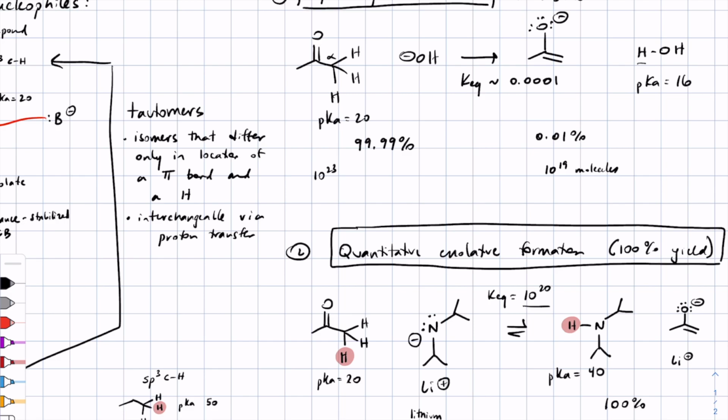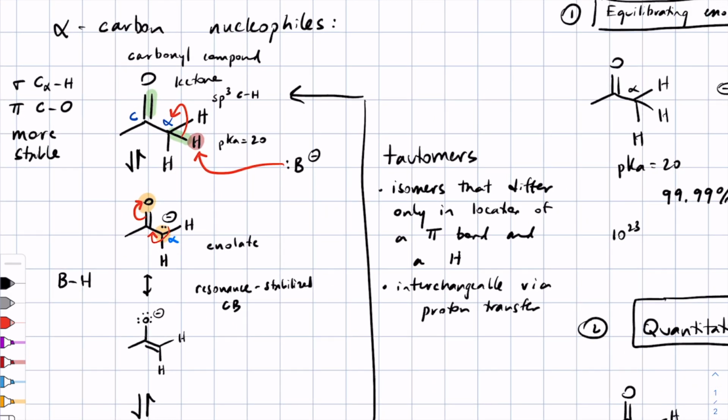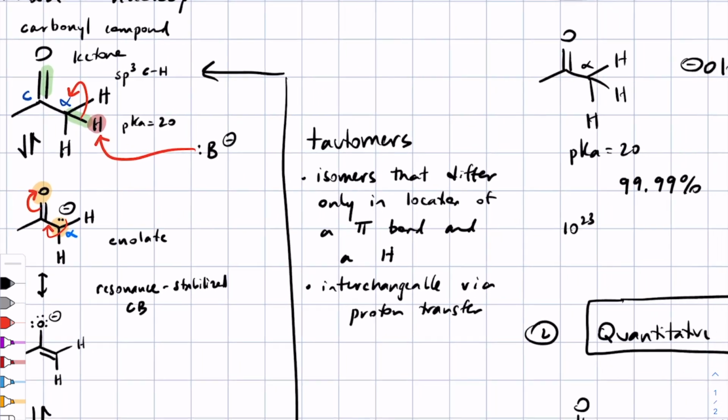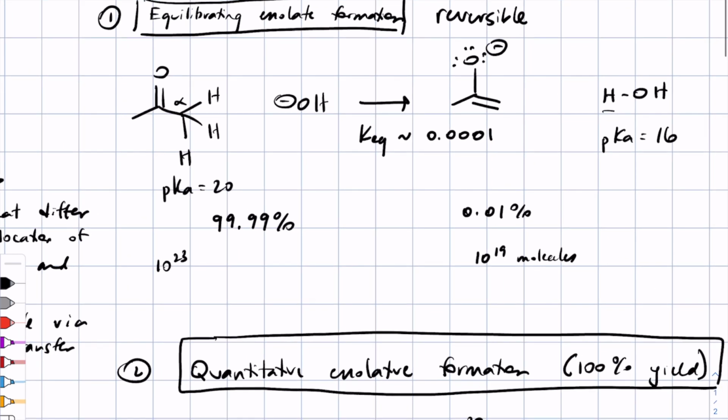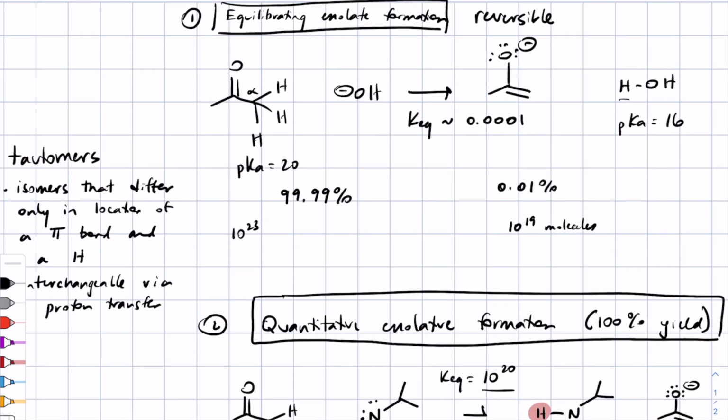I want to say a little bit more about acidity of alpha protons. So far we've just dealt with ketones. I'll do that in a little bit. I want to continue on this theme of equilibrating enolate formation, though, for just a little bit versus quantitative, and show you another reason why it matters. But let's pause for any questions you might have.